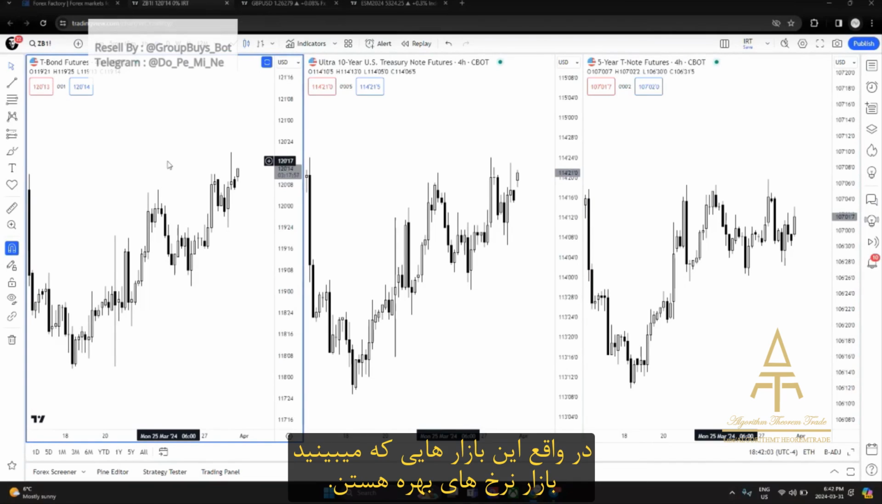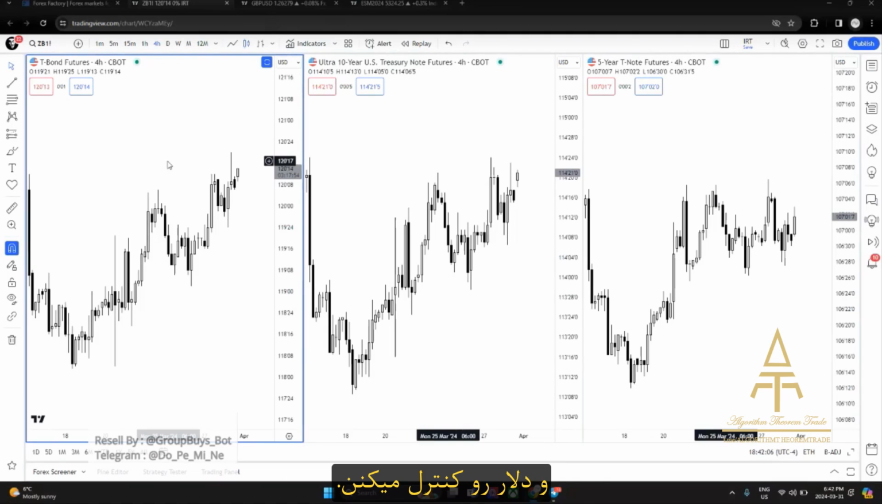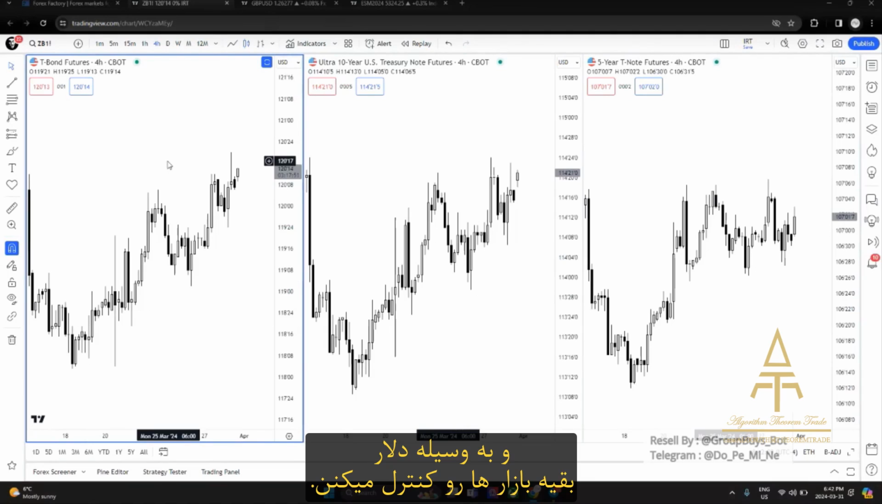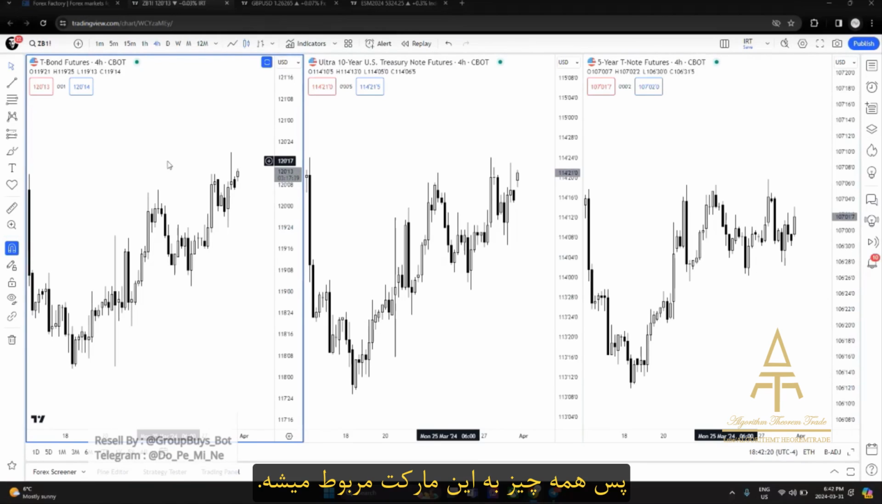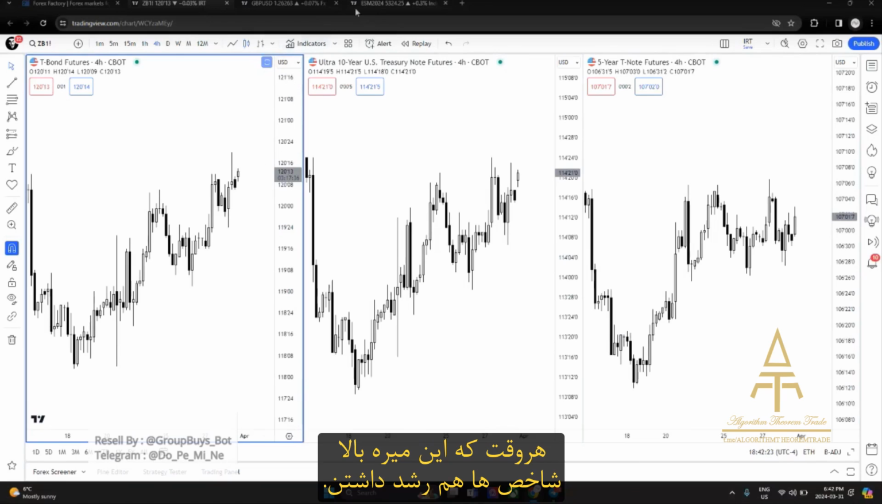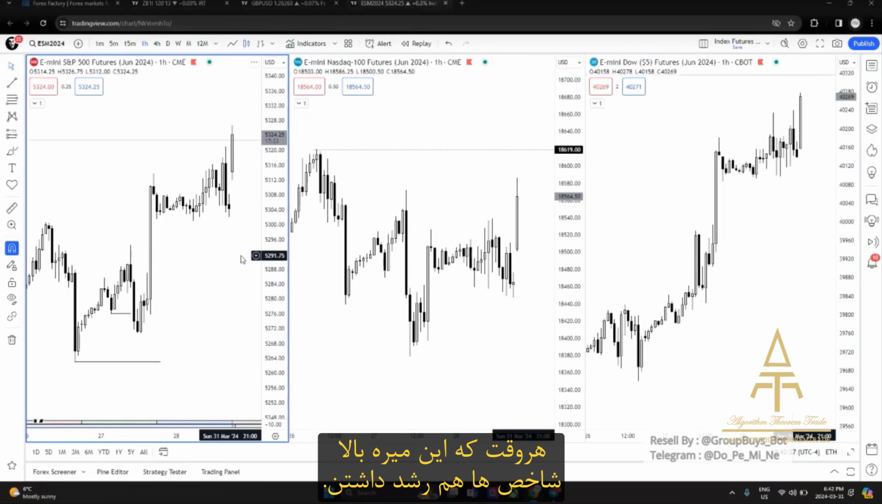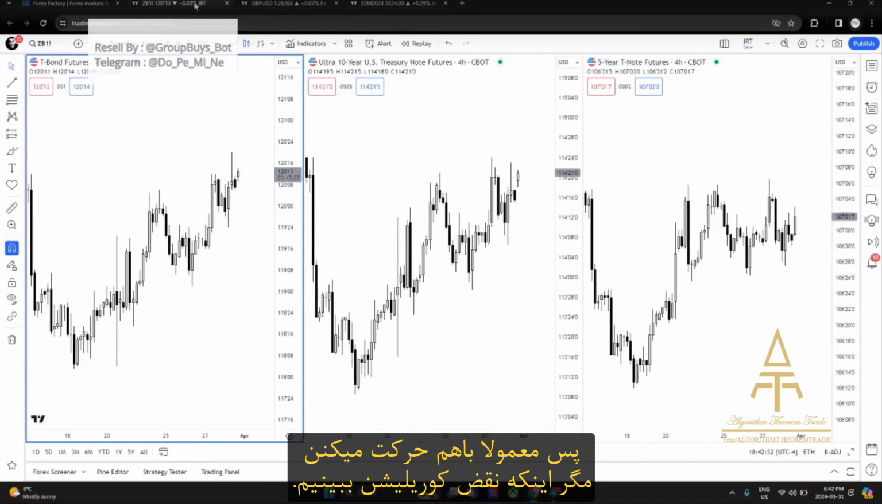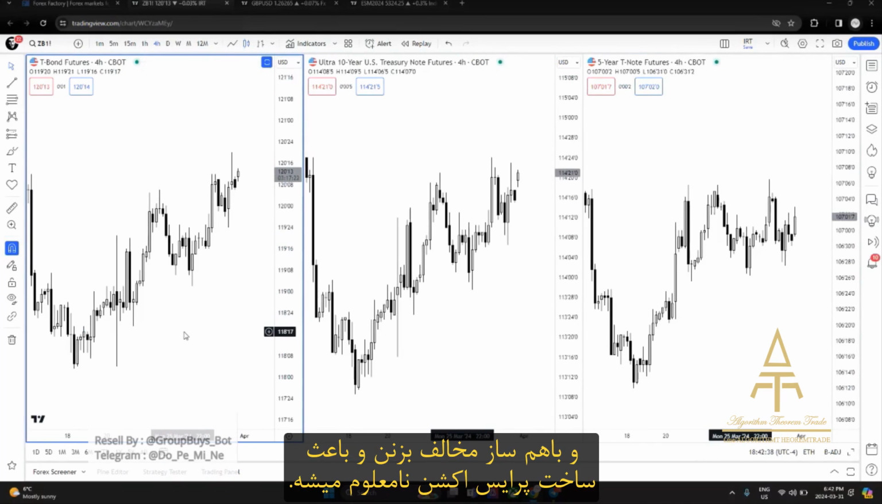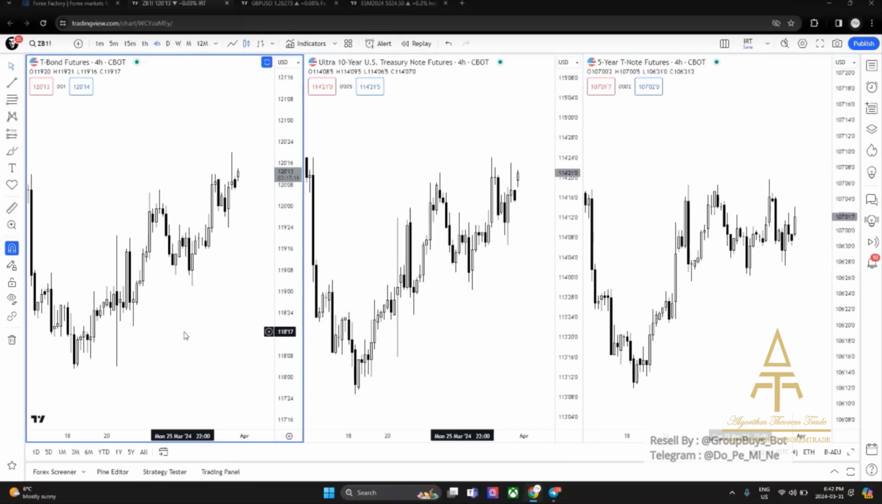So these markets right in front of me, they control the interest rate markets. The interest rate markets control the dollar. The dollar's price action, along with the interest rate market, controls whatever the stock indices do. So everything revolves around this market right here that we're looking at. Whenever this market goes up, as you can see, price goes up as well. These markets usually move in lockstep unless there's a cracking correlation, where one is trending higher and one is trending lower, which usually leads to unclear price action.